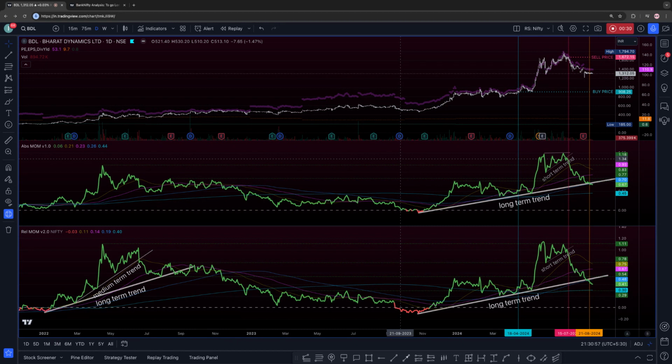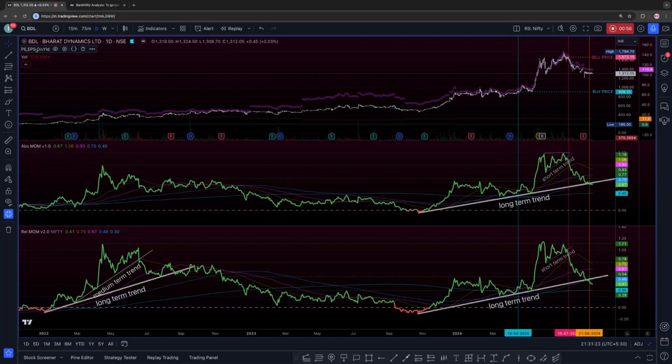All right. So I am using BDL, that is Bharat Dynamics Limited, as an example stock for illustrating all the things on the chart. First, let's look at the price chart, which is the top part of this template. So the price chart has obviously the price candlestick over here in white.